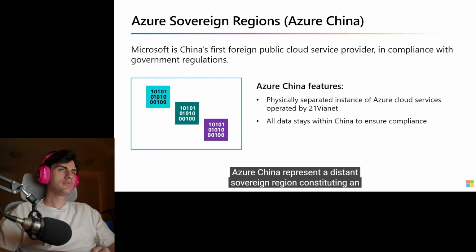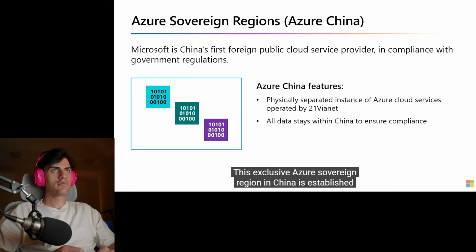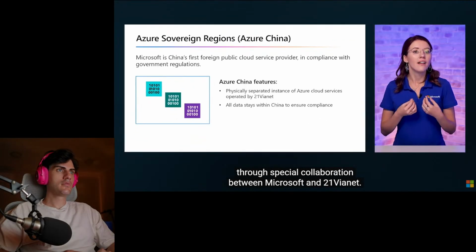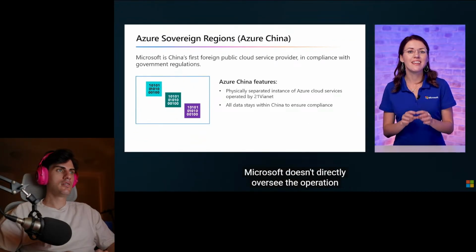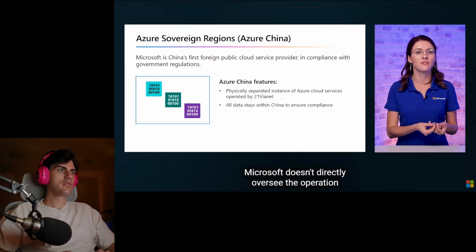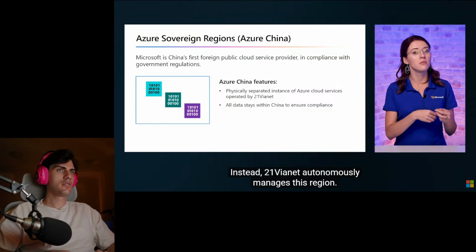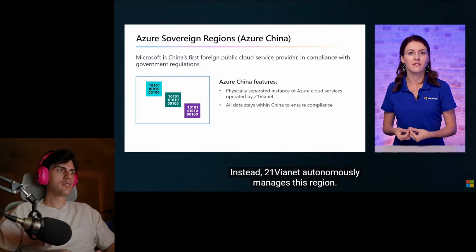Azure China represents a distinct sovereign region, constituting an isolated Azure environment within China's borders. This exclusive Azure sovereign region in China is established through special collaboration between Microsoft and 21Vianet. Unlike other Azure regions, Microsoft doesn't directly oversee the operation of data centers here. Instead, 21Vianet autonomously manages this region.